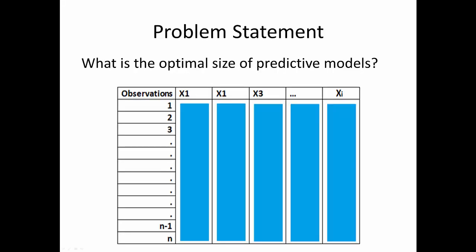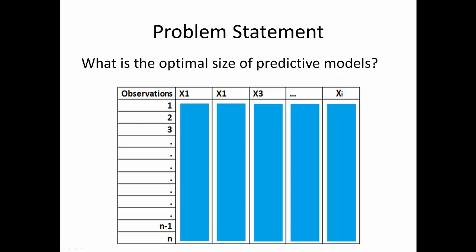So for the problem statement, what is the optimal size of predictive models? When considering big data, it is easy to get caught up in the size and think that bigger is always better. But is that really a cost-effective approach? We must ask ourselves, how much is enough? Can we optimize the way we approach big data, and specifically in terms of regression analysis?